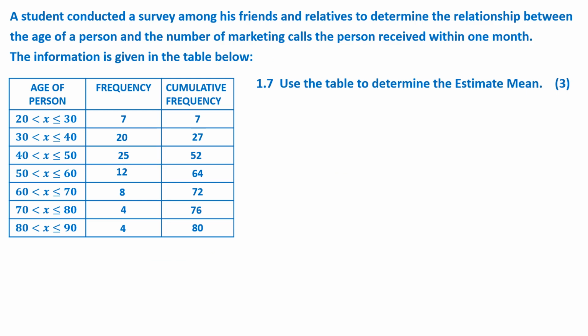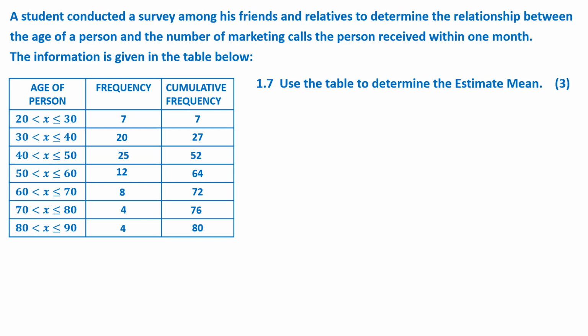Right, the estimated mean of the set of data. Now remember, if we want to work out the mean of a set of data, we add up all the values and divide by how many there are. So we would need to add up all these numbers and divide by 80. My problem is I don't know how many people are 21 or 22 or 23. All I know is that there's 7 people somewhere between 20 and 30. So that's why we call it the estimated mean.